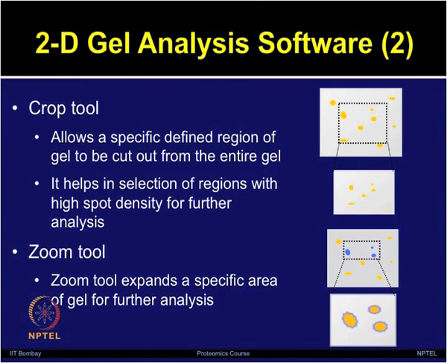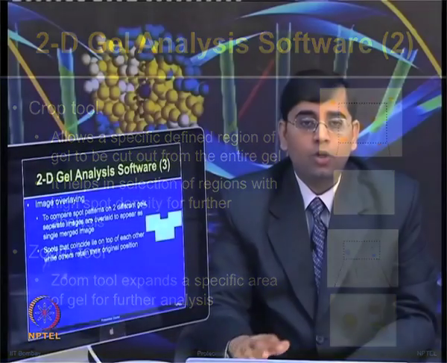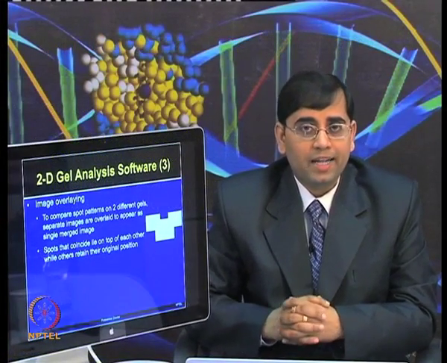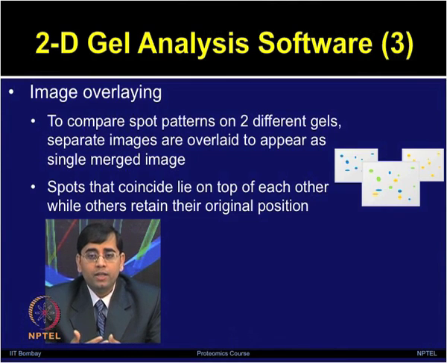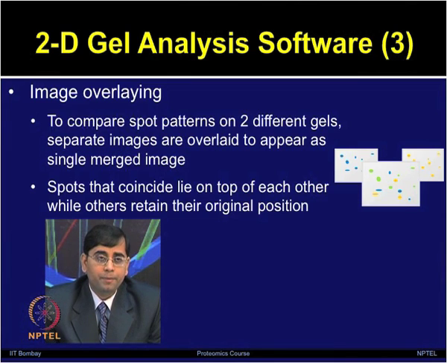Next, you would like to see your spots in more detail. So, you would like to use the zoom tool, which can expand a specific area of the gel for doing further analysis. Now, image overlaying is a very important aspect, because if you are comparing two gels, on one you have control, other you have treatment, you would like to overlay those images together to compare the spot pattern present on two different gels, because you have acquired two separate images.